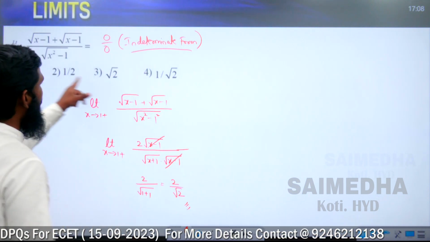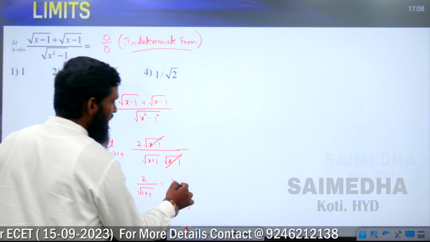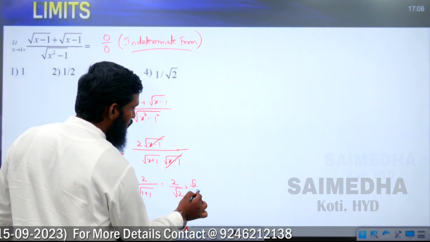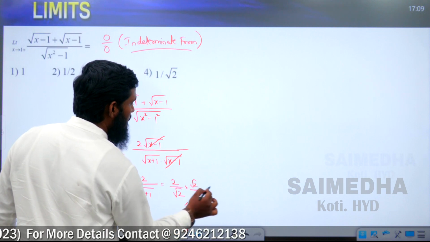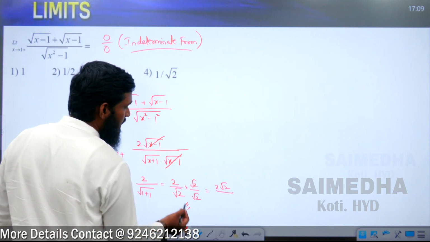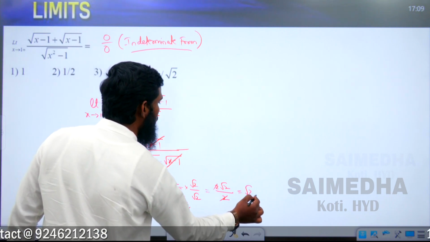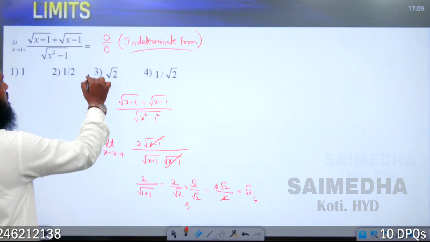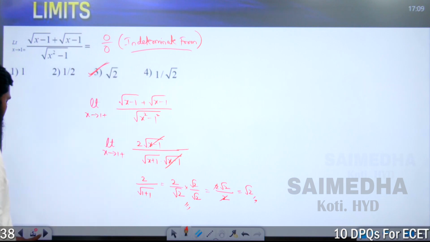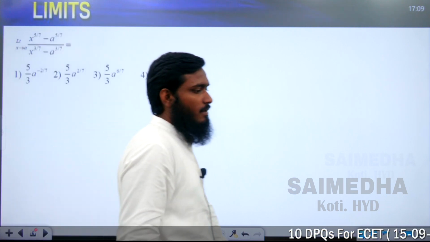But this 2 by root 2 is not there in the options. Then what can we do? Do the rationalization, multiplying and dividing by root 2. Now it becomes 2 root 2 divided by root 2 into root 2, which is 2. So the 2 gets cancelled and it equals root 2. So root 2 means the third option is correct. Now what is the next question? A simple question.